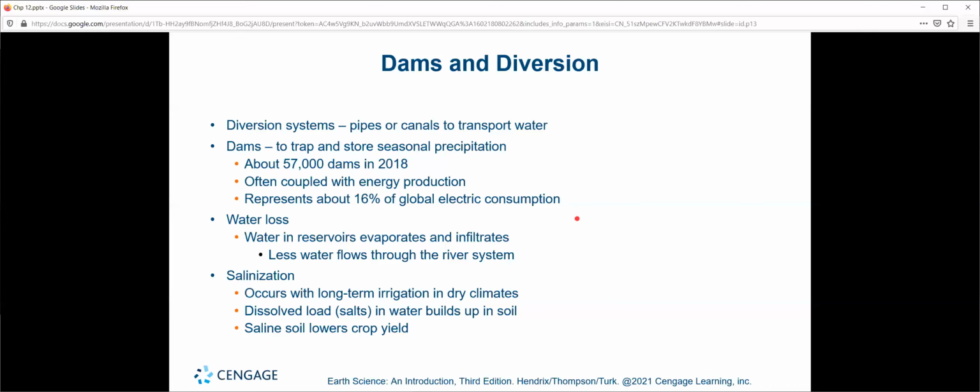But that water loss is still part of the game plan that you need to discuss when you talk about water resources. And of course, we could talk salinization. This occurs with long-term irrigation in dry climates and involves the dissolved load of the salts in water that build up in the soil and add that salt to the soil, which therefore lowers crop yields, makes the soil less effective. We talked about soil before. What are the components of soil? Components of soil include nutrients that plants want. What do plants not want? Lots of salt. These are conversations you need to have in this process of water resources, how they work back and forth with each other.